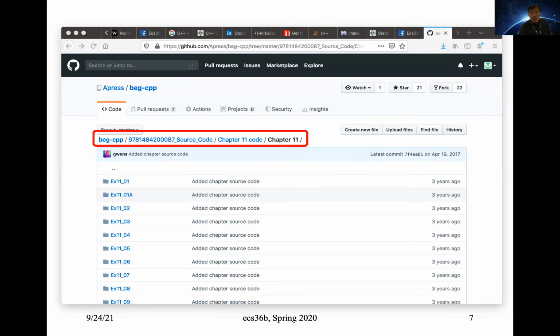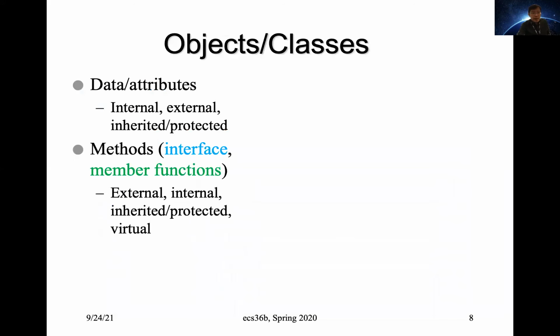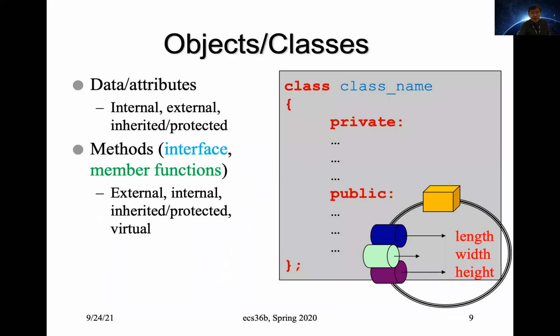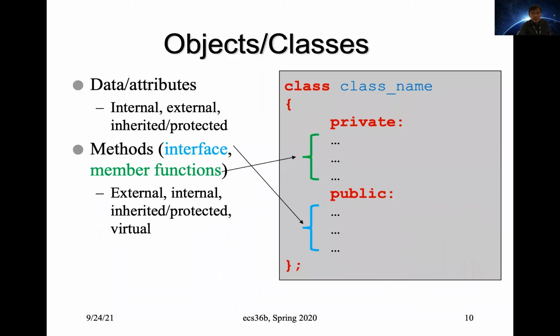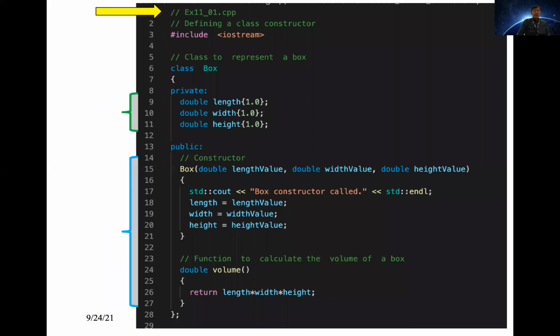Okay. All right. So this is the class. I'm going to show you this example. Okay, this example is called an object, and the object is called a box. You can see that it is between line number 7 to line number 28. So that's the whole class called box.